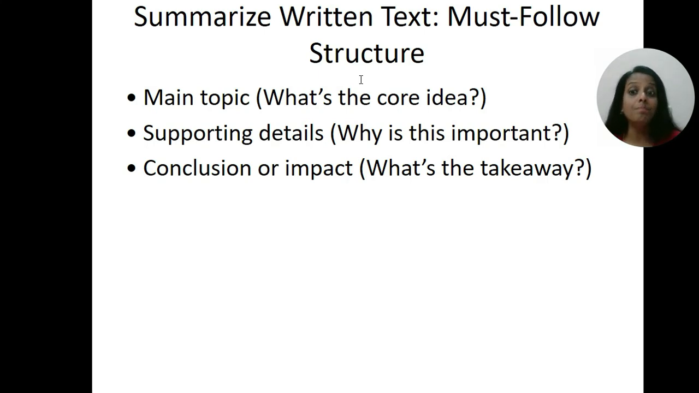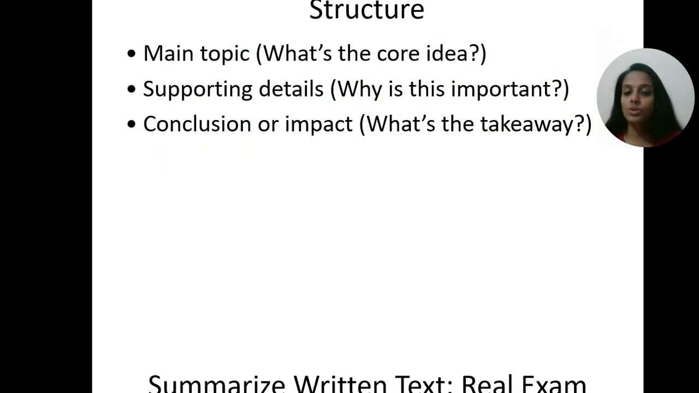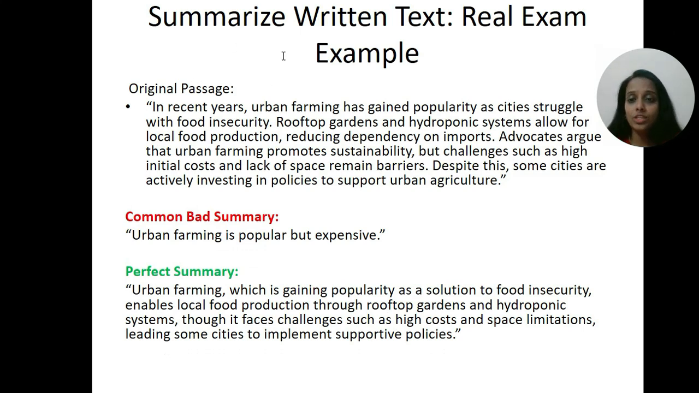And now let's tackle a massive example step by step. So here is an example. The passage is: In recent years, urban farming has gained popularity as cities struggle with food insecurity. Rooftop gardens and hydroponic systems allow for local food production, reducing dependency on imports. Advocates argue that urban farming promotes sustainability, but challenges such as high initial cost and lack of space remain barriers. Despite this, some cities are actively investing in policies to support urban agriculture.